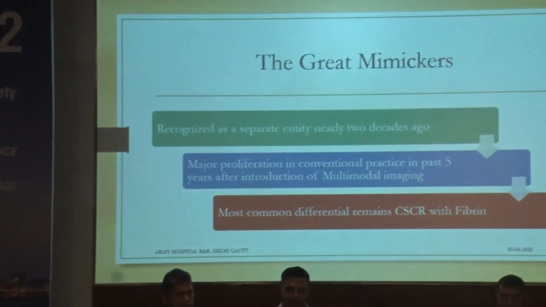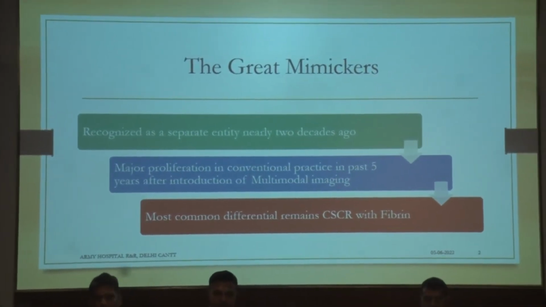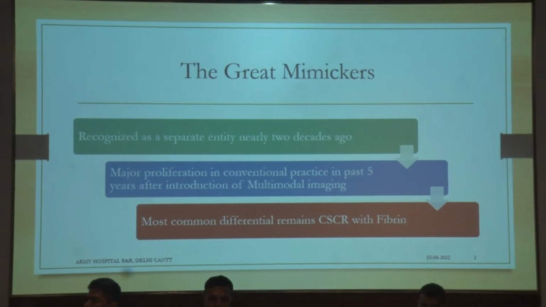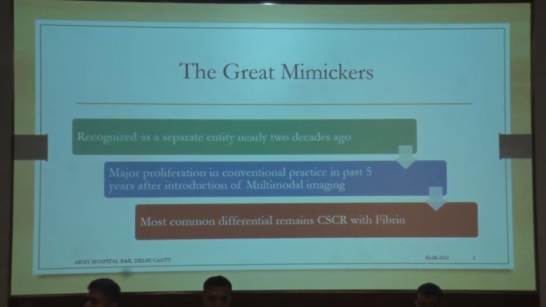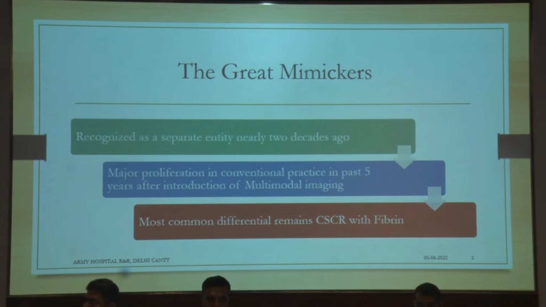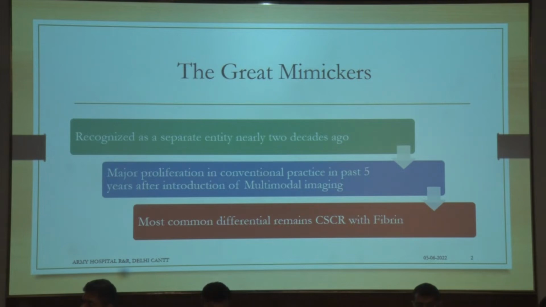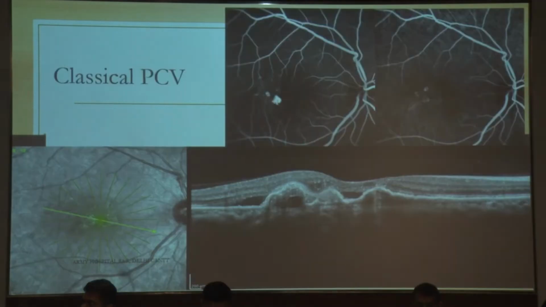I shall be speaking on a very fancy topic. Everybody wants to diagnose a case as polypoidal choroidal vasculopathy. It is taken as one of the greatest mimickers. PCV was diagnosed as a special entity almost 2 decades ago, but a more frequent, more elaborate and more confirmative diagnosis has been done with the advent of multimodal imaging almost 5 years back. It is most commonly misdiagnosed as CSCR with fibrin.